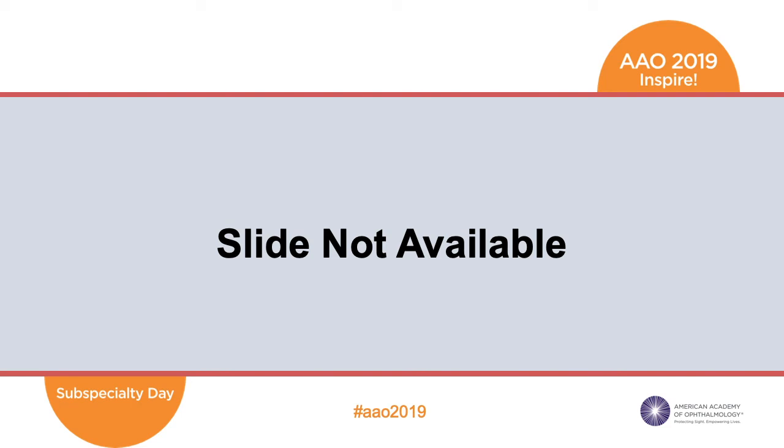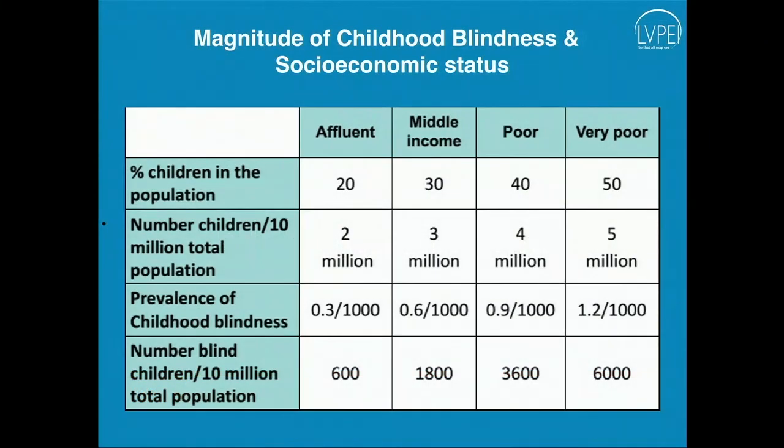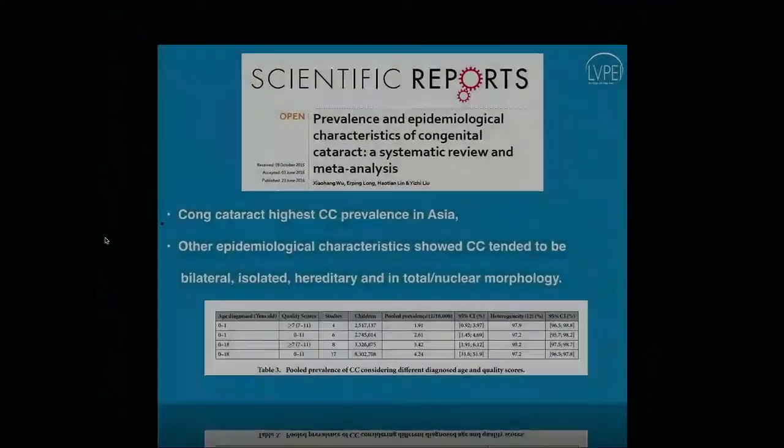In our experience with infants less than 6 months, we can't implant in every patient because of the 6 factors we said. What we can implant is only in 55 to 60%. It's not that all patients under 6 months we can implant. And when it comes to more than 6 months, we can implant a lens in close to 75% of the patients. And if you look at the cost factor, the magnitude of childhood blindness, as you can see in this slide, is maximum in the very poor and poor socioeconomic status.